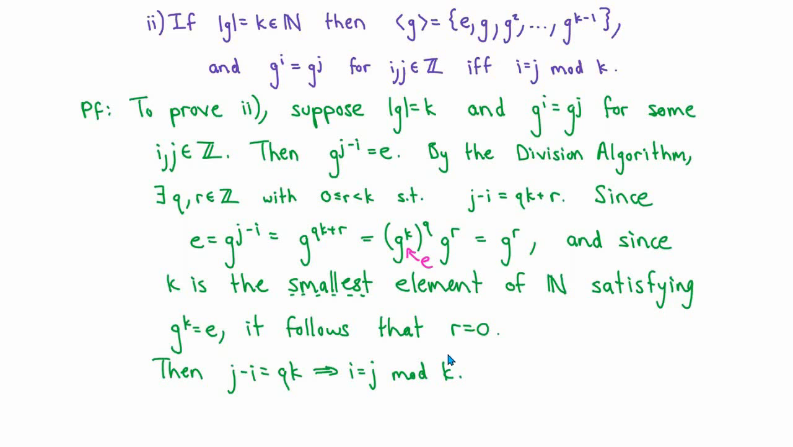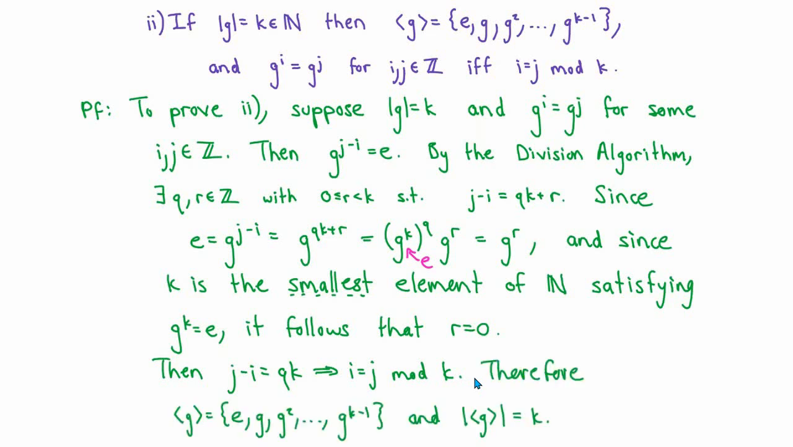So the other direction of this biconditional statement is not a lot different than this direction, and in fact it's a little bit easier. In any case, I can conclude from this that the cyclic subgroup generated by the element g consists of the distinct elements g to the 0, g to the 1, out to g to the k minus 1, and therefore the order of the cyclic subgroup is the same as the order of the element g. That completes the proof of this theorem.